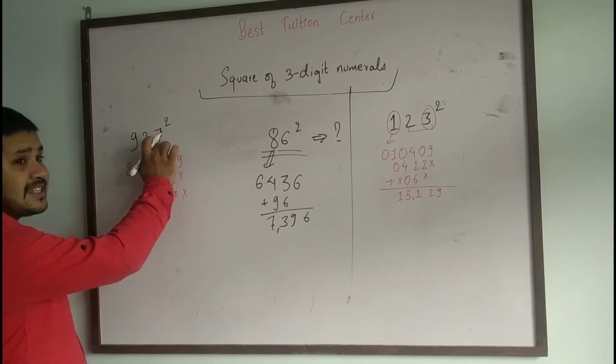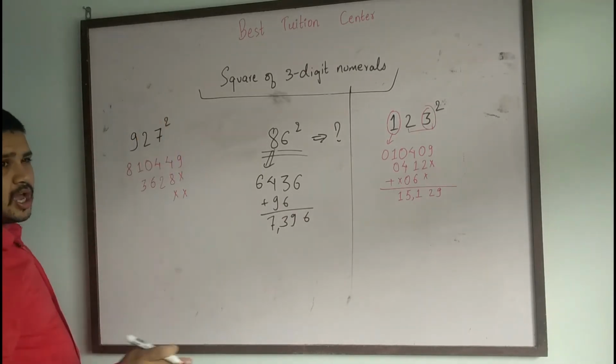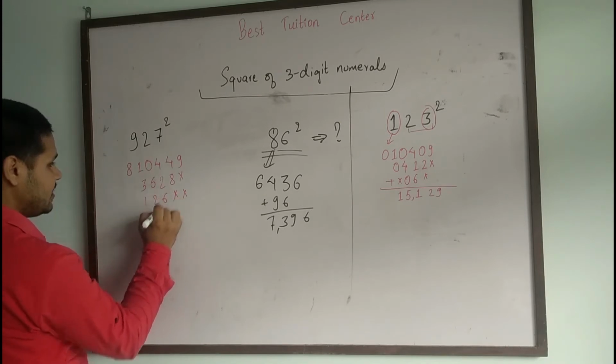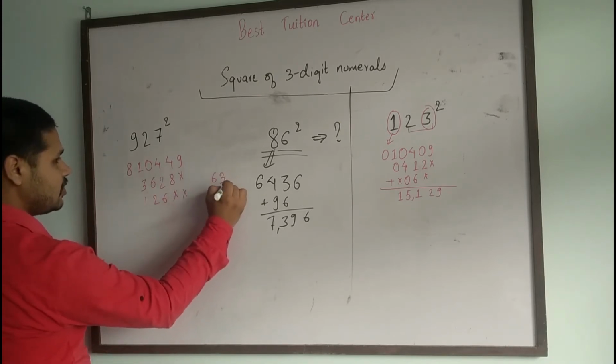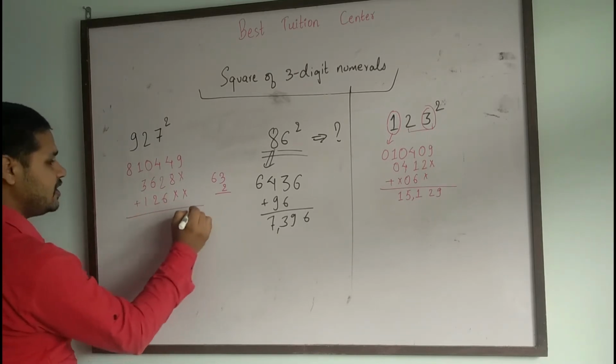7 times 9 is 63, right? And then times 2 is 126, right? So it is 126. 63 times 2, right? So it is 126. At last we need to go for the addition.